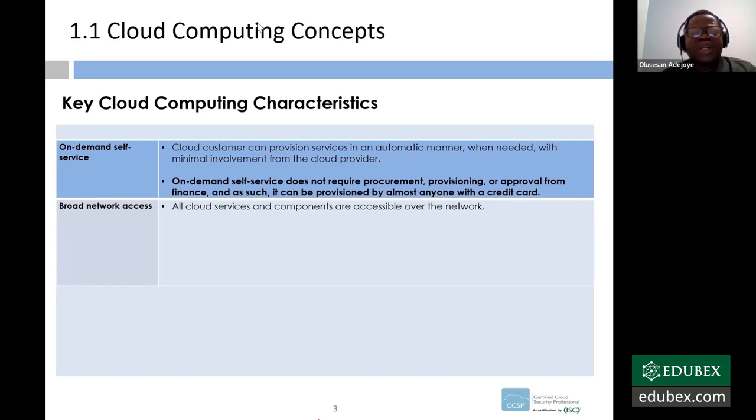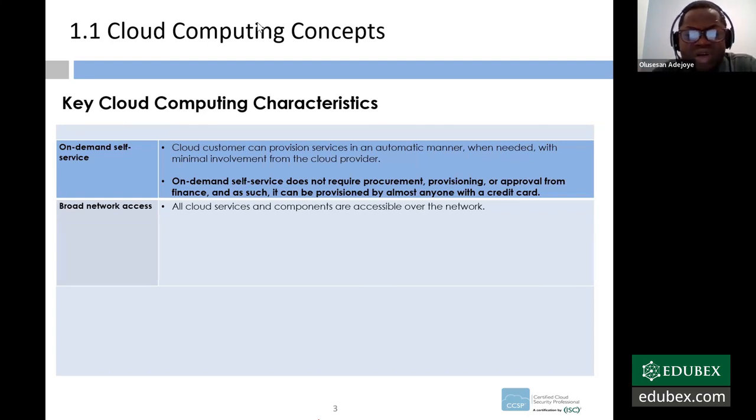You don't need to go through the lengthy procurement, sending requests for proposal, requests for information. You don't need to go through all that. Those are necessary when you are deploying on-premises, but within the cloud, all the bureaucracy of procurement, provisioning, approval from finance and others is actually eliminated. All you need to do is to have a payment method, maybe your credit card or whichever method you want to use to make payments, and you provision these resources. Number two, we have broad network access.